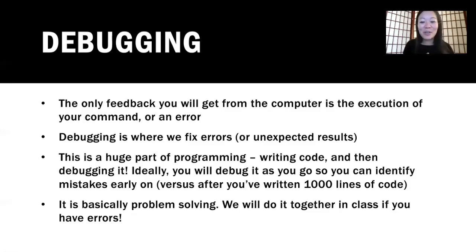So ideally you debug as you go so you can identify the mistakes early on, versus after you've written 1,000 lines of code and then you have to go back and search for where the mistake was, because sometimes the errors you get from the computer are not that helpful, and it really takes a lot of problem solving to trace it back. But it is problem solving, and this is one of the things we can do together in class if you end up with errors.